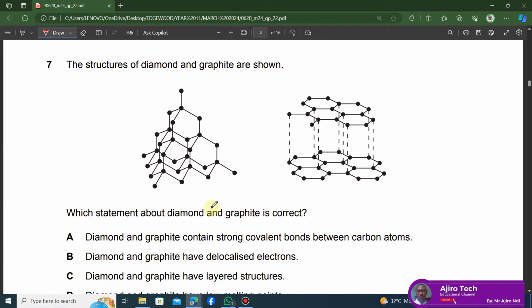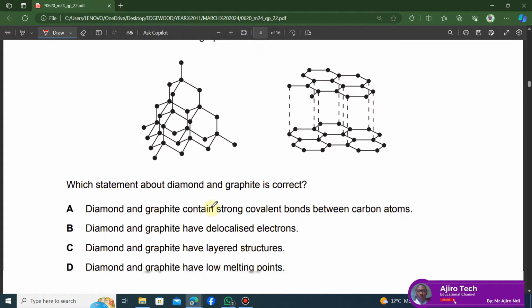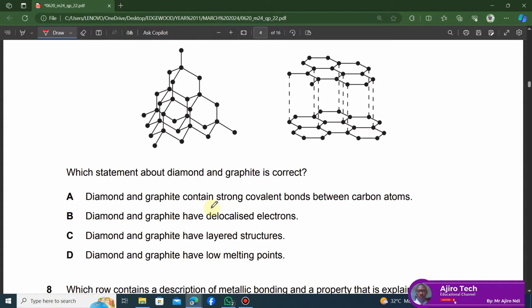All right, we go to question 7. Which statement about diamond and graphite is correct? So the first one says diamond and graphite contain strong covalent bonds. That's okay, that's correct. Yes, the bonds in diamond and graphite are strong, giant covalent bonds between carbon atoms.